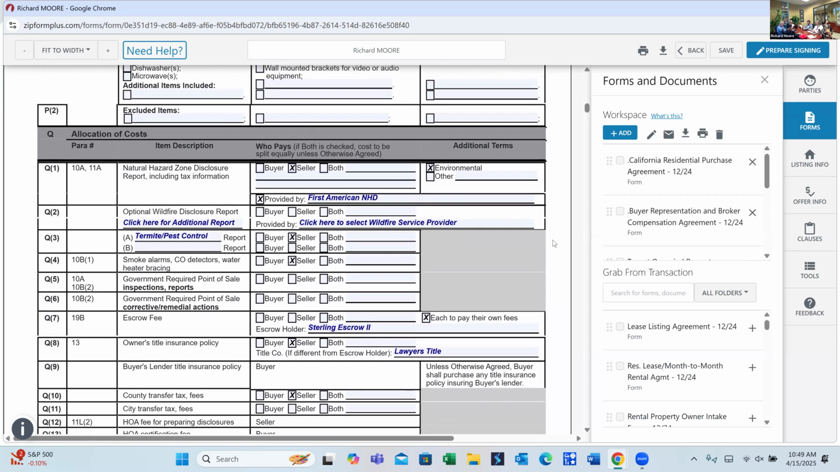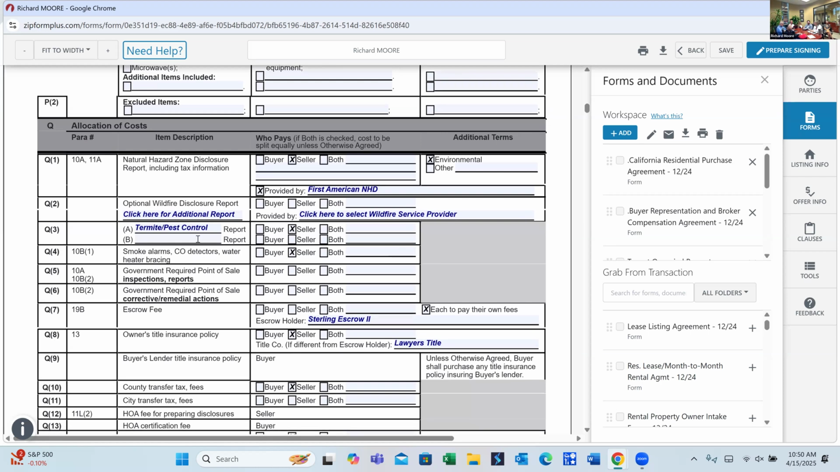And then Q3, if we want a termite report or pest control report, the one on the side, it's common that the seller pay for that. And this is just simply for the cost of the report, not the cost of remediation event. And if there's any acceptable reports you want the seller to pay for.